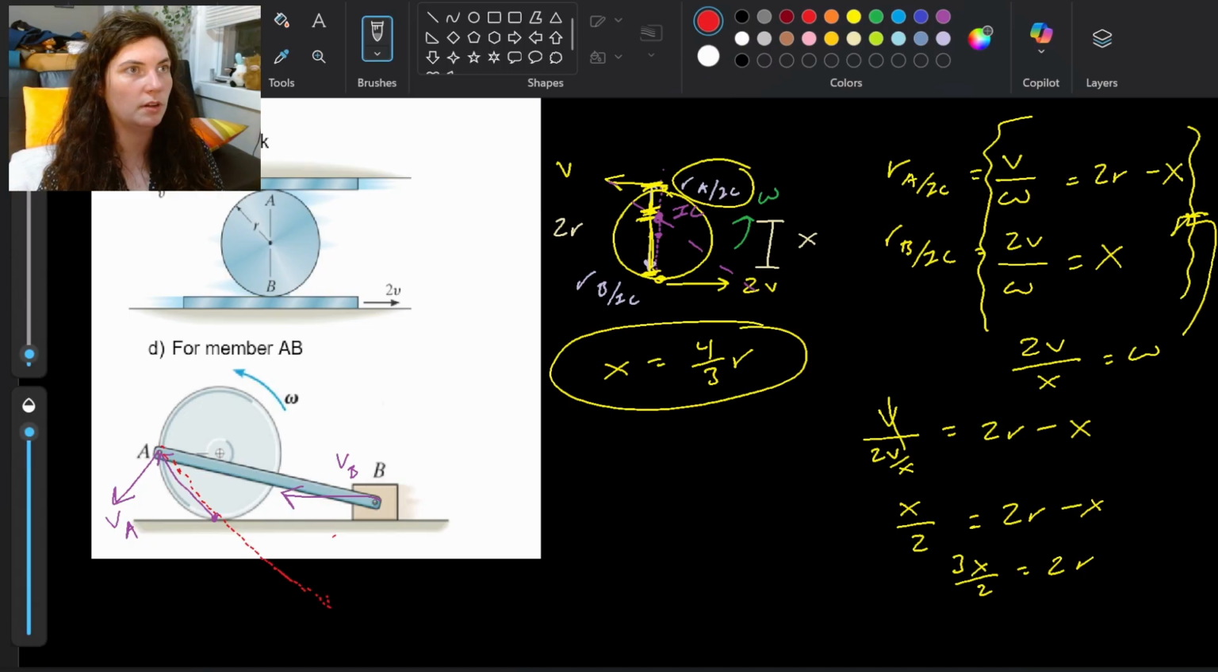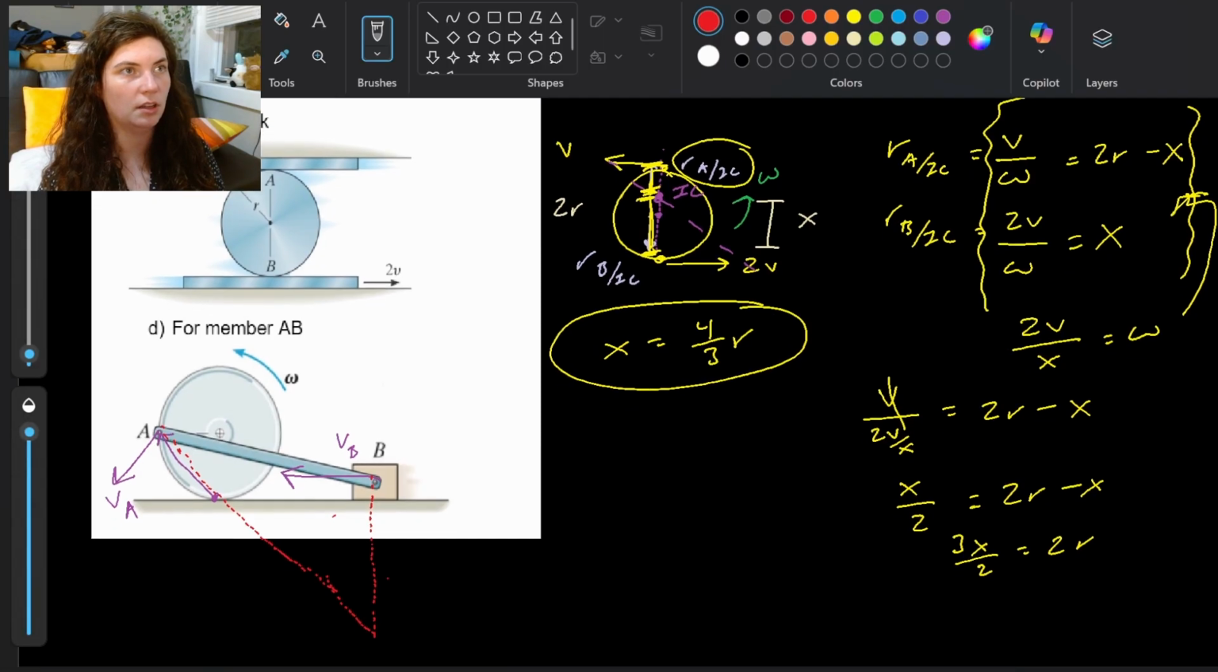So going through that instantaneous center of zero velocity of the disk until we meet up with this perpendicular position from VB. So it's where those positions of VA and VB, those perpendicular position vectors, intersect. That gives you IC.